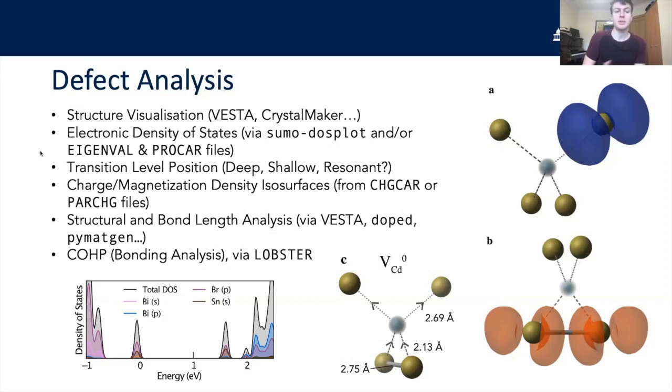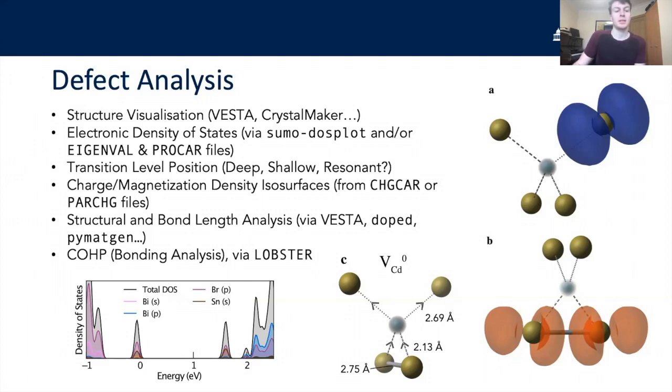From the transition level position, as we mentioned in the previous defects tutorial, you can get a lot of information on the predicted defect behavior, i.e. is it deep, shallow, or resonant. You can look at charge or magnetization density isosurfaces, like the ones Joe showed earlier for the polarons in the system, and you can get these from either the CHGCAR or the PARCHG files, depending on if you're looking at total densities or densities for specific states. You get figures like this. You can look at the structure and bond length analysis. Through VESTA, you can also do this with doped or pymatgen to analyze some of the relaxations involved with your specific defects.